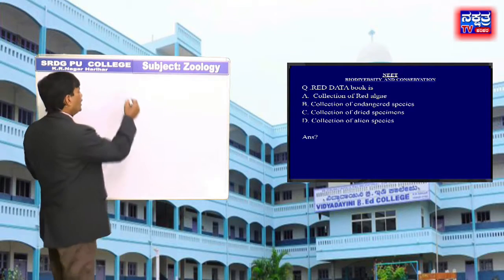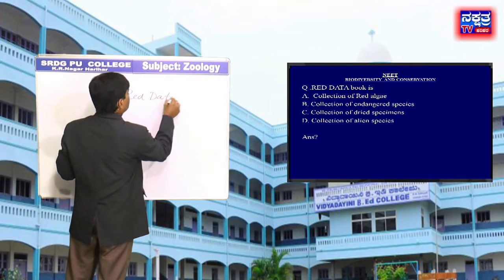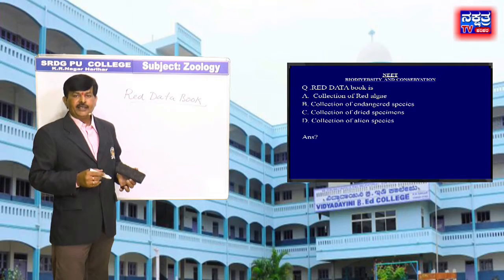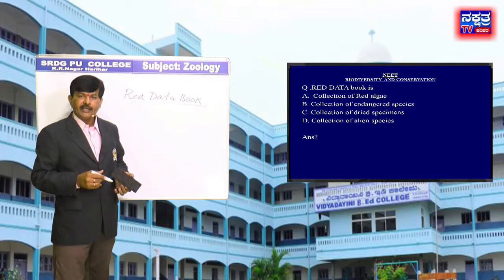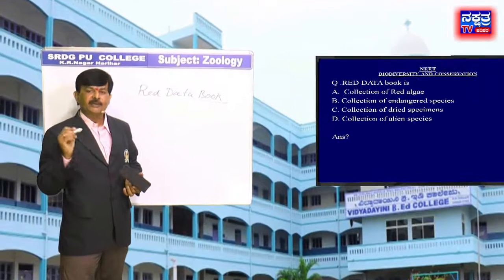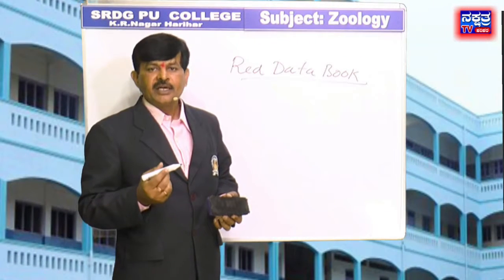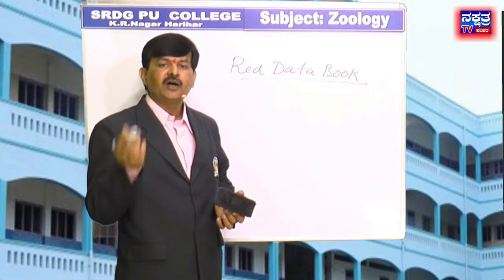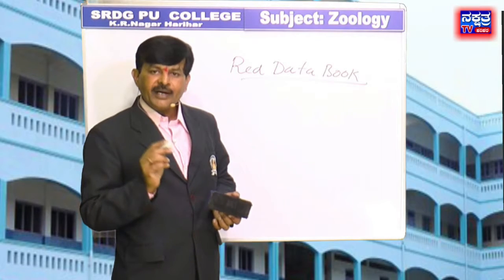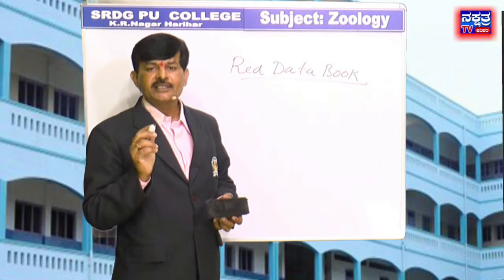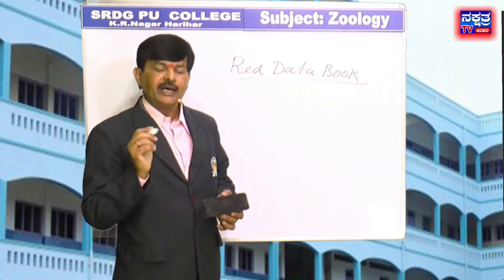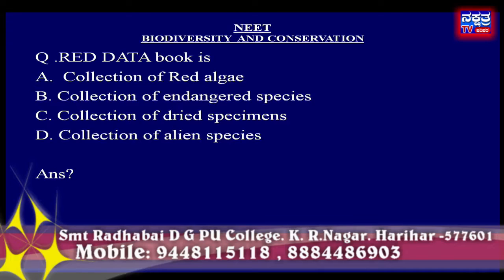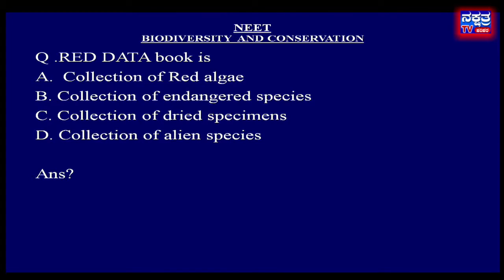Red data book is the state document established for documenting rare and endangered species of animals, plants and other organisms, as well as some local subspecies that exist within the territory of the state or country. This book provides central information for studies and monitoring programs on rare and endangered species and their habitats. Therefore, in the given options, B, that is collection of endangered species, is the right answer.